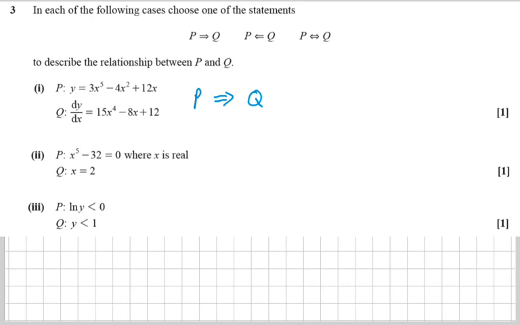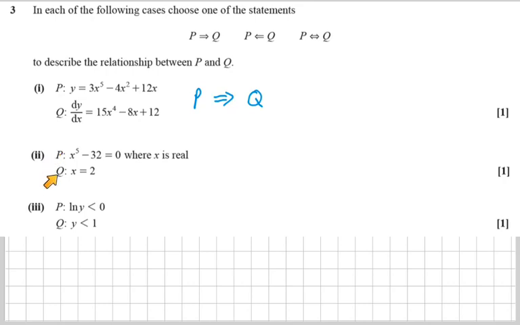In this case, let's start the wrong way round. If you're told that x is 2, can we say that x to the power 5 take away 32 is 0? Yes, of course we can. So there's no question there that Q implies P for definite.